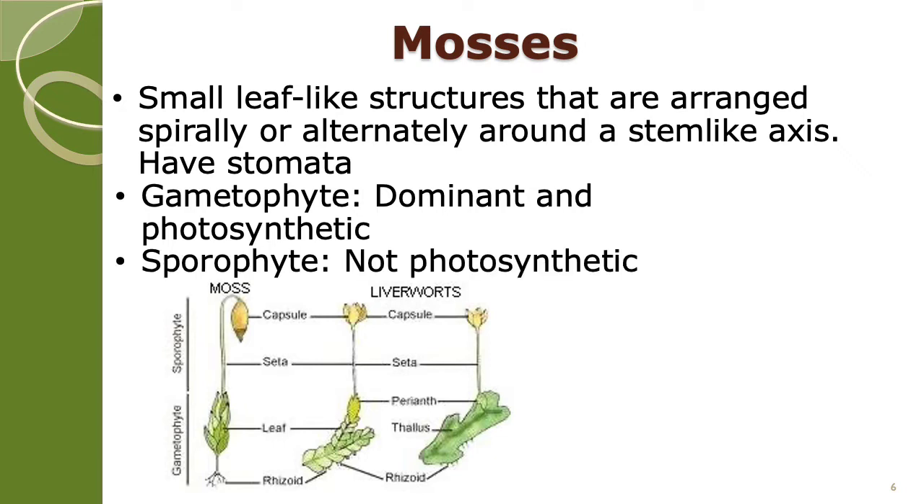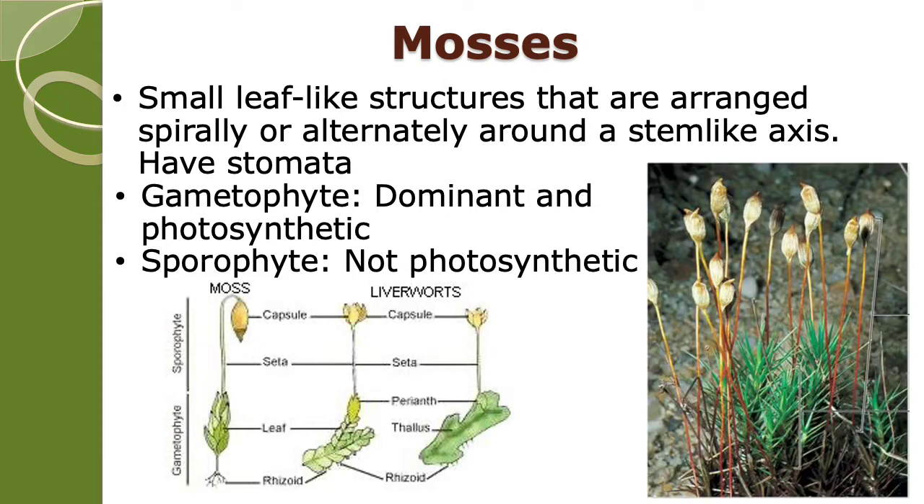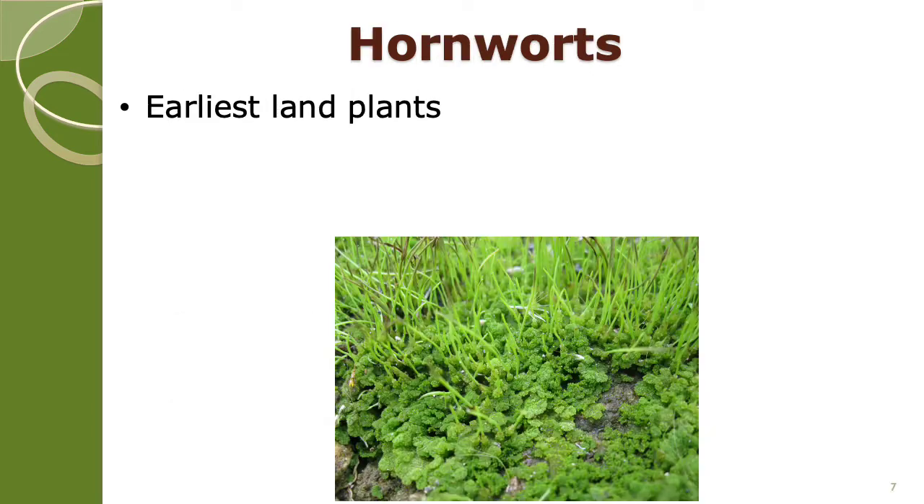Now, the sporophyte, on the other hand, is not photosynthetic, and if you look at the picture to the right, all those brown structures that are vertical with these little bulbs on the top, those are basically the sporophyte in the case of mosses, and since they don't have chloroplasts, they're not photosynthetic. However, they do get nourishment from the gametophyte.